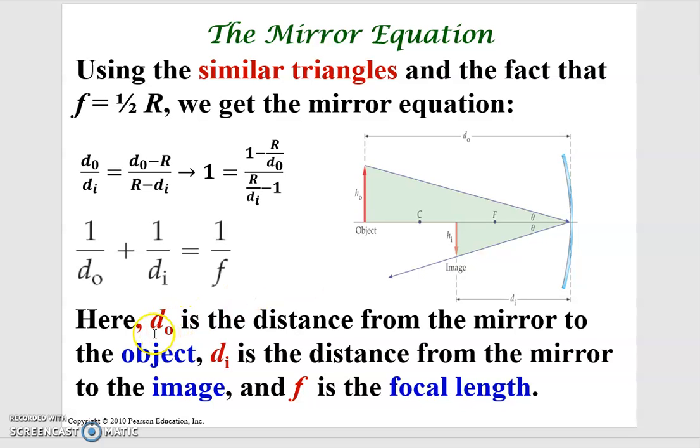So just to remind you what we mean by D0. D0 is the distance from the mirror to the object, and DI is the distance from the mirror to the image, and F is the focal length. And now you can connect these three variables together through the mirror equation, and this is true no matter whether it is for the concave or convex mirror.